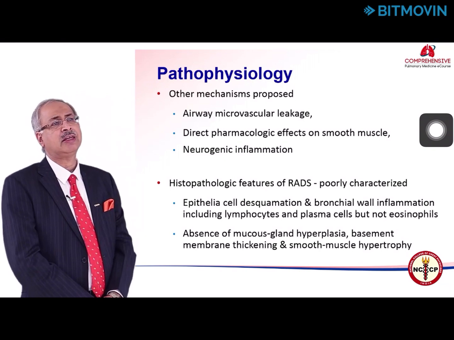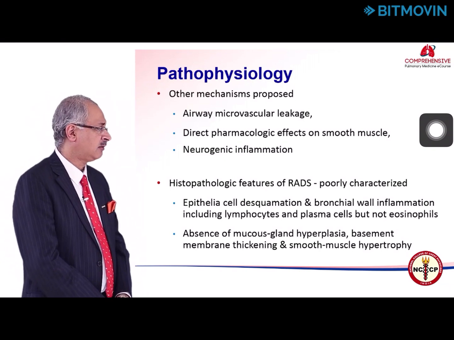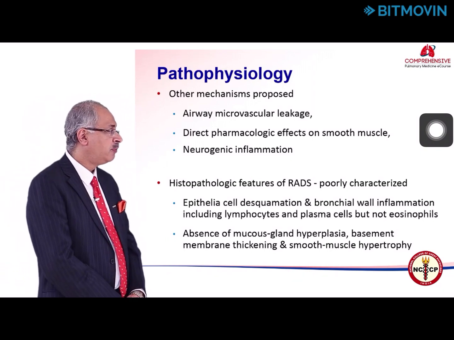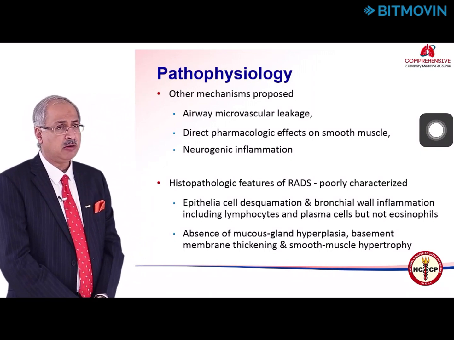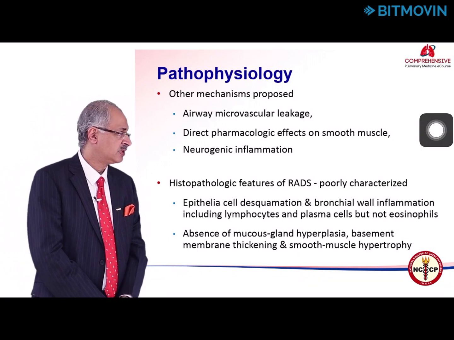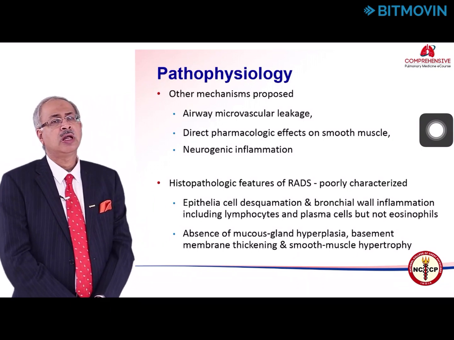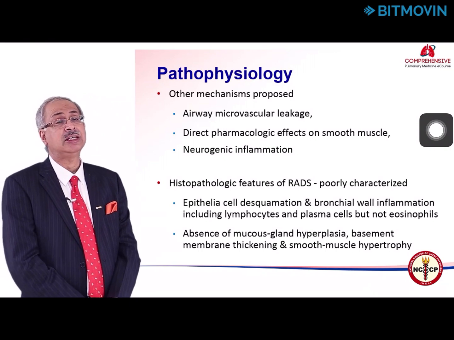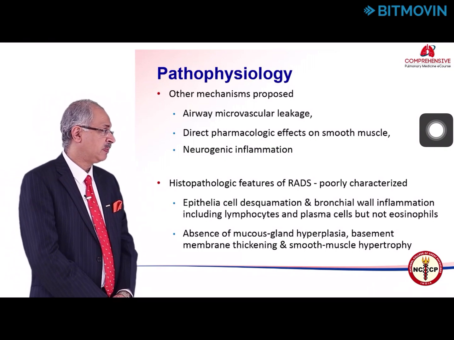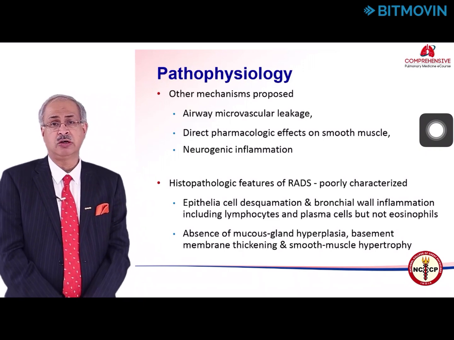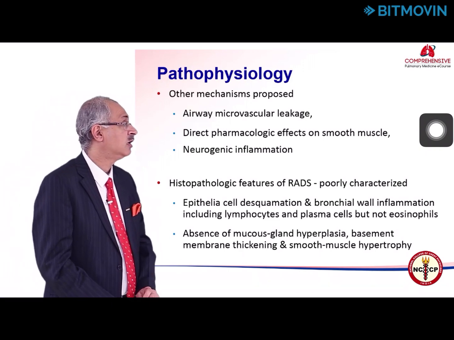Histopathological features of reactive airway dysfunction are poorly characterized. What we know is that there is epithelial desquamation and bronchial wall inflammation, including infiltration by lymphocytes and plasma cells, but not eosinophils. That's important. And there is absence of mucous gland hyperplasia, which is commonly seen in patients with bronchial asthma. Basement membrane thickening and smooth muscle hypertrophy, which are part and parcel of airway remodeling, are not seen.